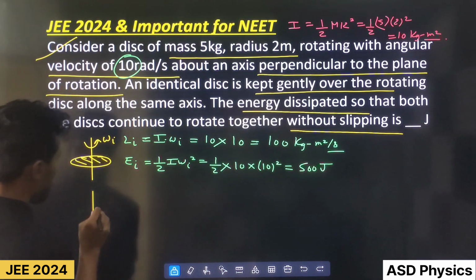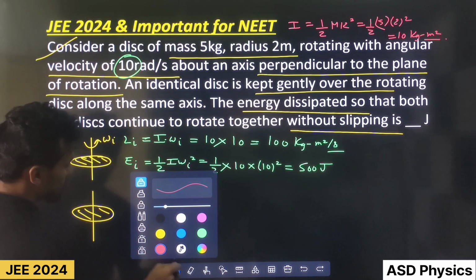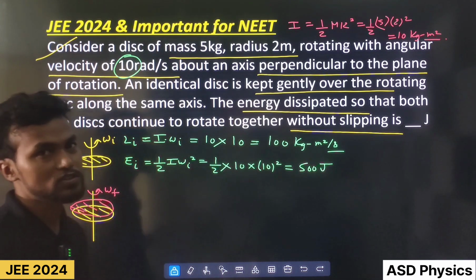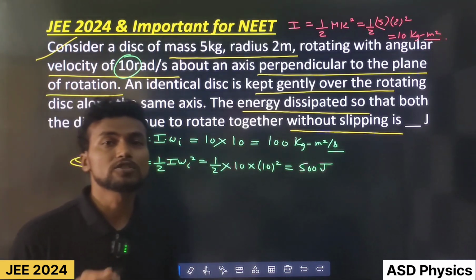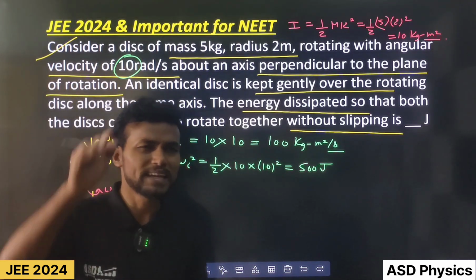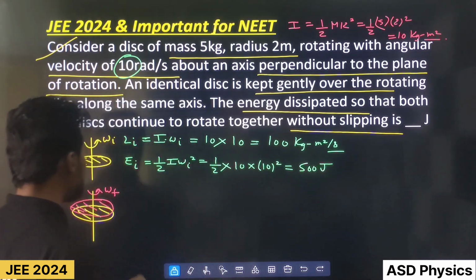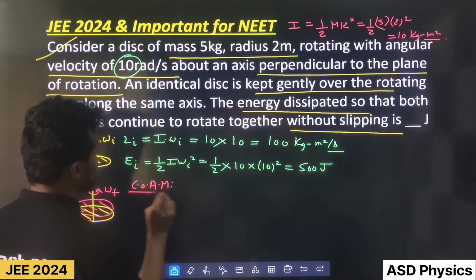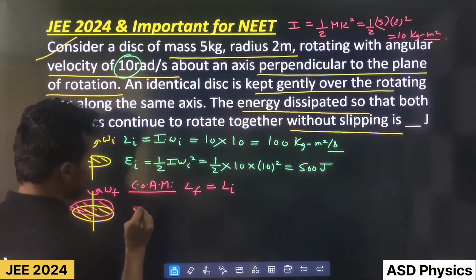Now according to the question, this is the disk, and above the disk we are going to put another identical disk gently like this. In this situation, let's take that it is rotating with the angular velocity omega f. What will happen in this situation? We have to apply conservation of angular momentum. When a disk or point mass is kept gently, we apply conservation of angular momentum. So the final angular momentum will be equal to the initial angular momentum.